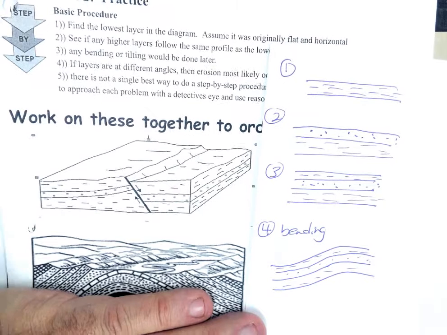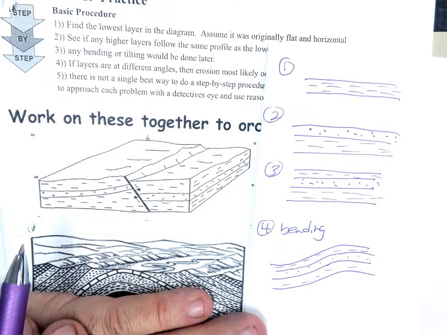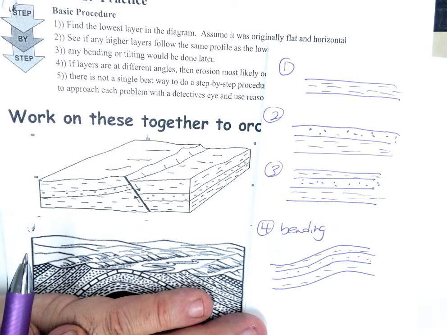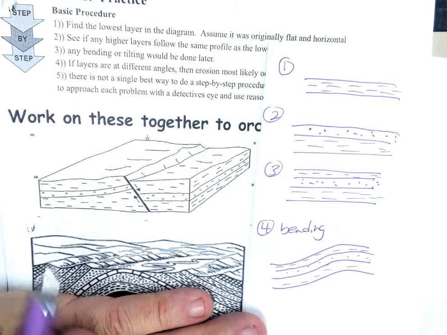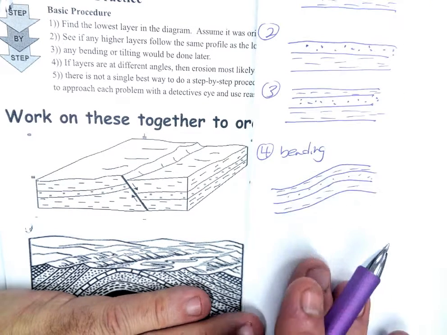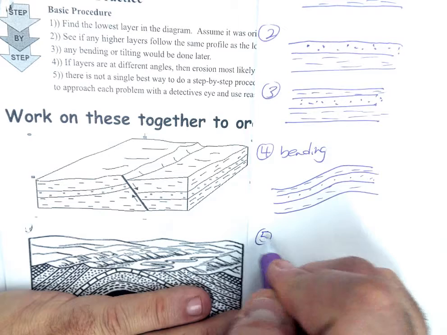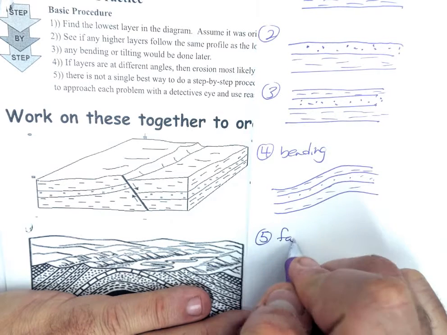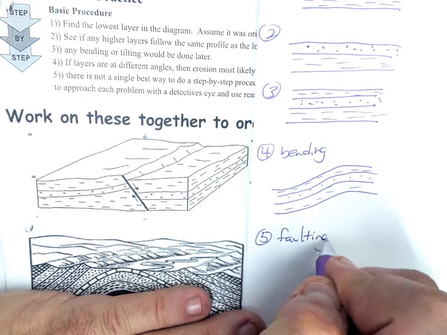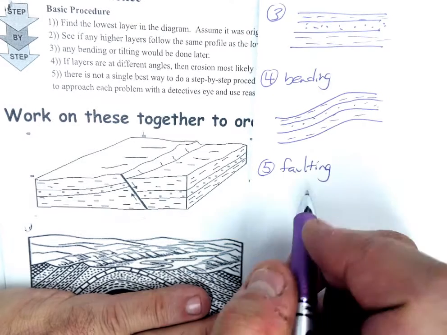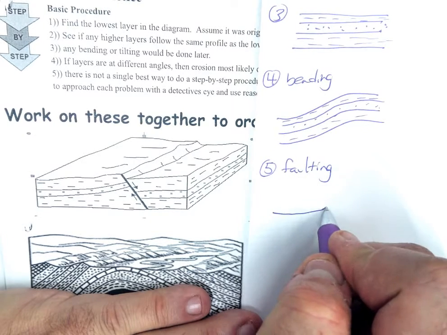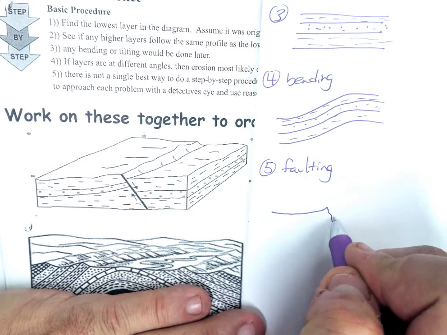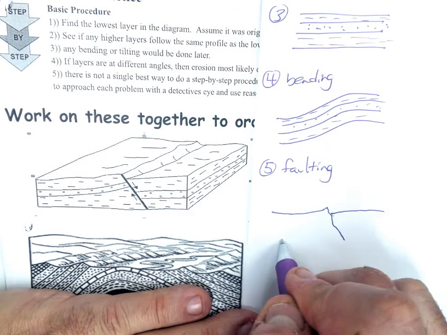And then lastly, we have a crack that formed. Cracks are always after the rock layers were laid down. So the fifth thing that happened would be the faulting. So there we have the crack being formed and things sliding.